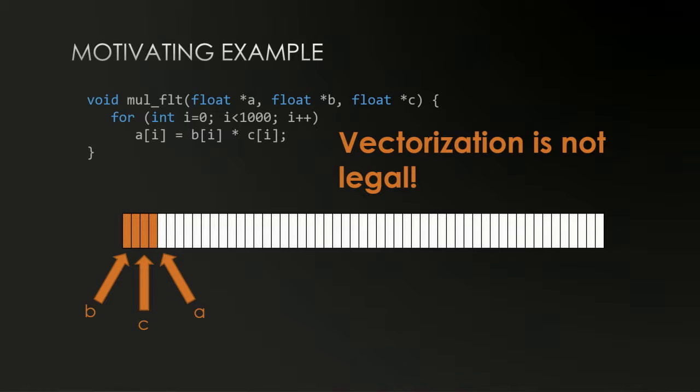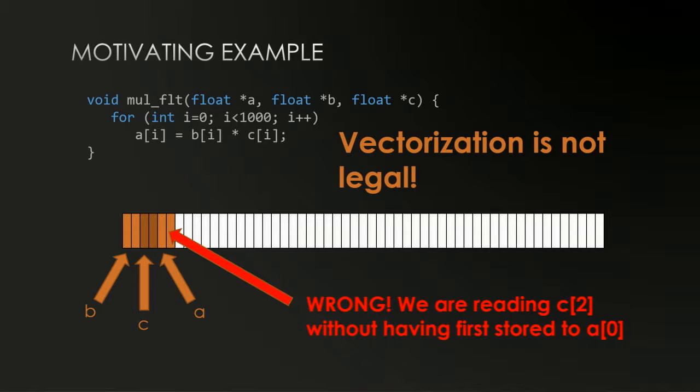We would load the first 4 elements from B. We would load the first 4 elements of C, and already we've got a problem. We already loaded C sub 2, but we haven't yet written to A sub 0. You're going to get a different answer if you naively vectorize this loop. That's all I'm really trying to say. Is that clear? I hope it's clear. Should be pretty clear. Good.